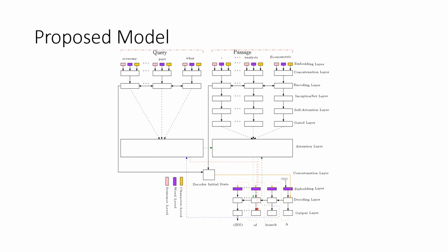Then we have the decoder side. On the decoder side, we have the embedding layer, in which we convert the summary words into vector space. Then we start the decoding, which produces the output sequence. Then we have the output layer, which does the prediction of the summary words.